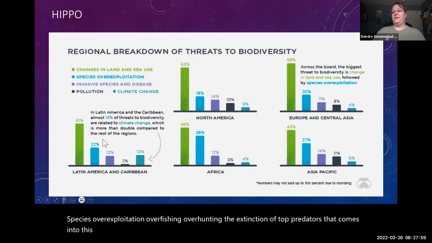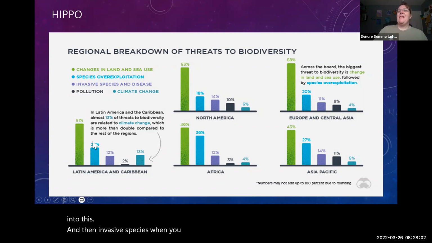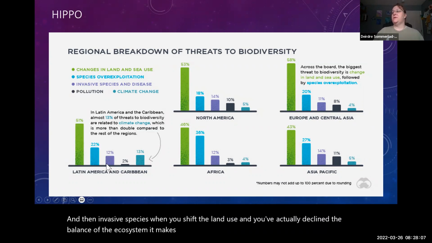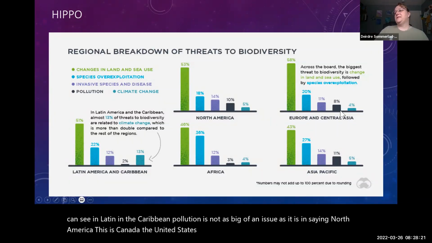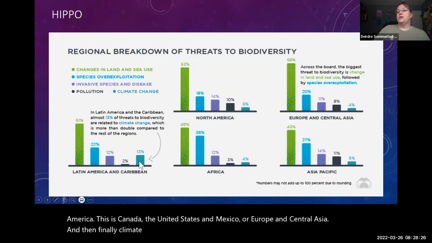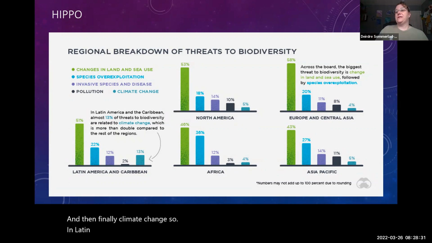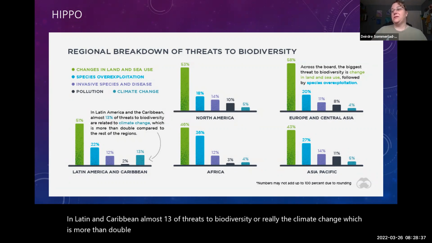And then invasive species. When you shift the land use and you've actually declined the balance of the ecosystem, it makes it much more vulnerable to invasive species. Pollution. You can see in Latin America and the Caribbean, pollution's not as big of an issue as it is in, say, North America, which is Canada, the United States, and Mexico, or Europe and Central Asia. And then finally, climate change. So in Latin America and the Caribbean, almost 13% of threats to biodiversity are related to climate change, which is more than double compared to other regions for now.